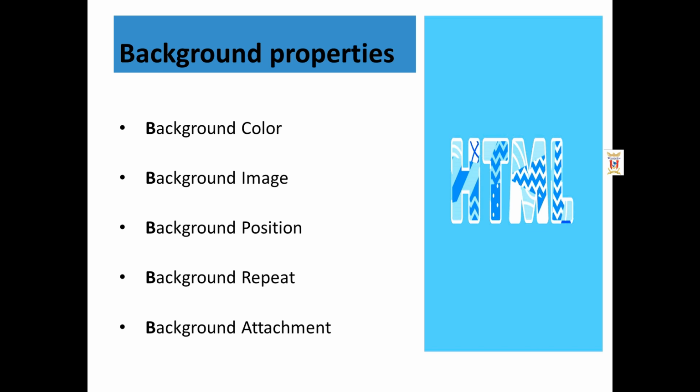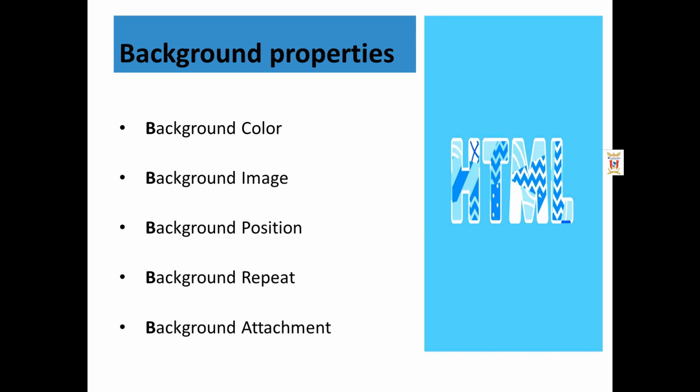The next is background repeat. With the help of this property, we can set the repetition pattern for the background image. By default, the background image is repeated in both horizontal and vertical direction. Sometimes the size of the image is small, so to fill the screen, HTML repeats the image either horizontally or vertically. By default, it repeats the image both horizontally and vertically. Further on we have more options like no-repeat, repeat-x, repeat-y and repeat.